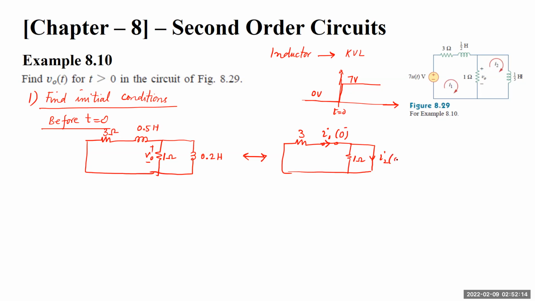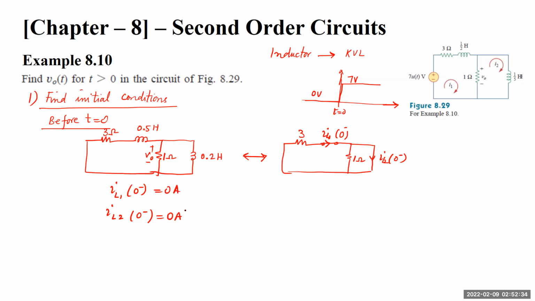I2, 0 negative. So I call it IL1, IL2, inductance 1, inductance 2. Basically we do not have any voltage or current source in this, so we can easily write that IL1 at 0 negative is equal to 0, and IL2 at 0 negative is equal to 0 ampere.